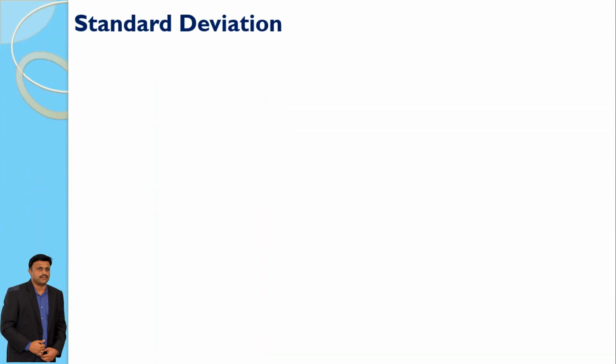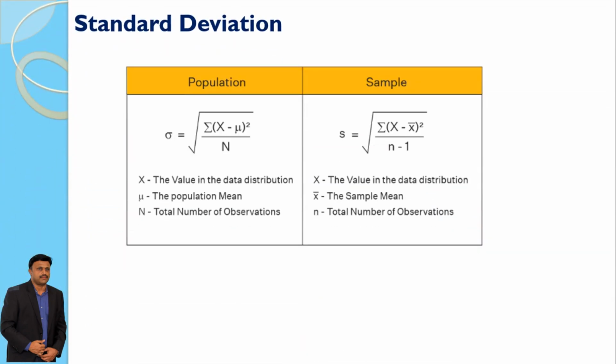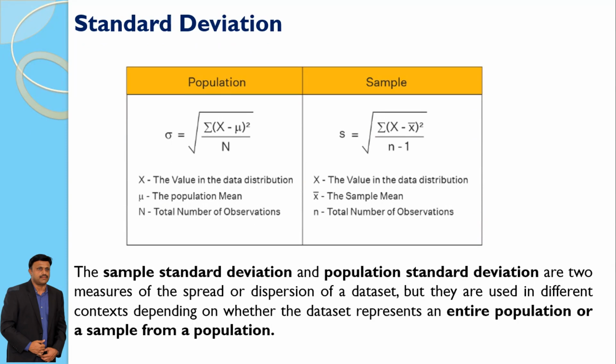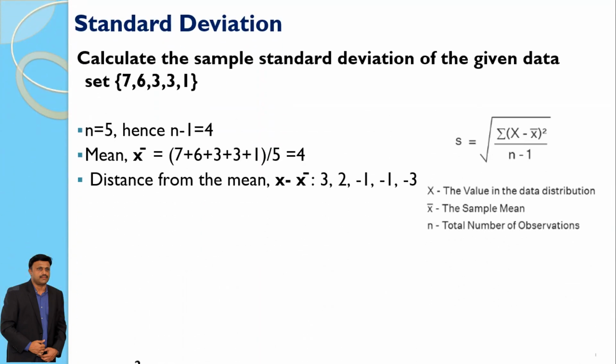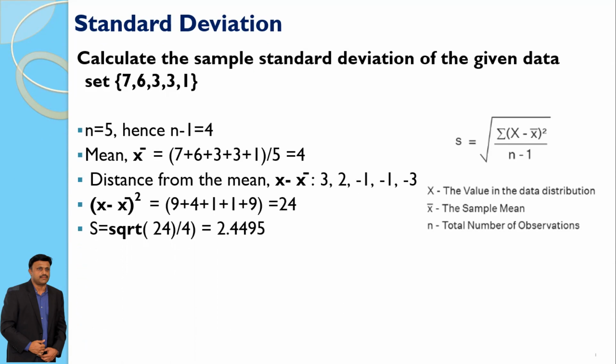The sample standard deviation and population standard deviation are two measures of spread or dispersion. They are used differently based on whether the dataset represents an entire population or a sample from a population. To calculate the sample standard deviation of the given data set, we first find the mean, then the squared differences from the mean, and finally take the square root of the average of these squared differences.